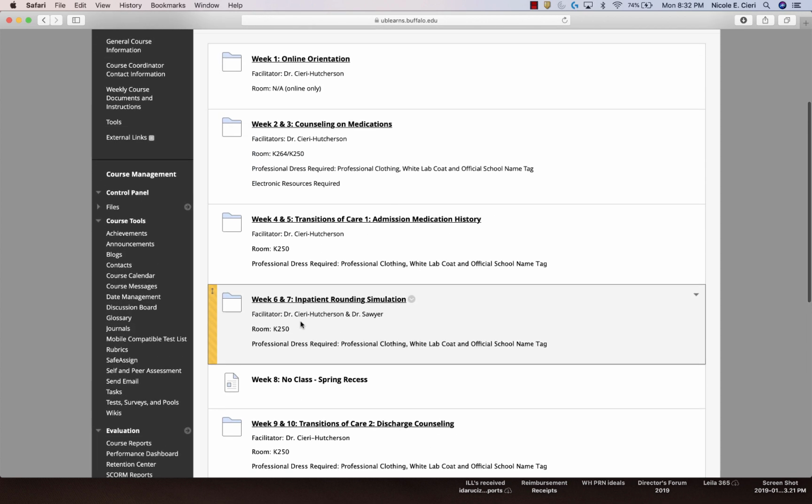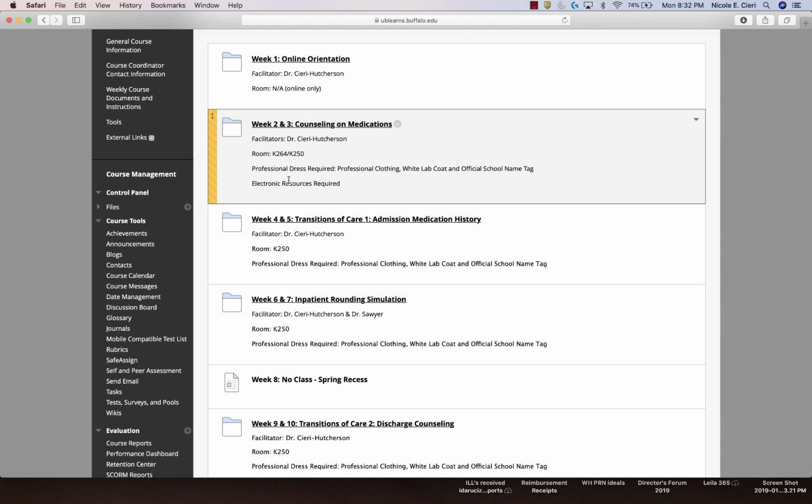And then, like I said, professional dress and whether electronic resources are required are all listed under those specific different sections. If you do attend one of these sessions, such as counseling next week, and you do not have your professional dress, including your professional clothing, your white lab coat, and your official school name tag, you will be sent home or receive a grade of 0 or a reduced grade. So we reserve the right to give you any of these things, and you might also have to have a makeup date.